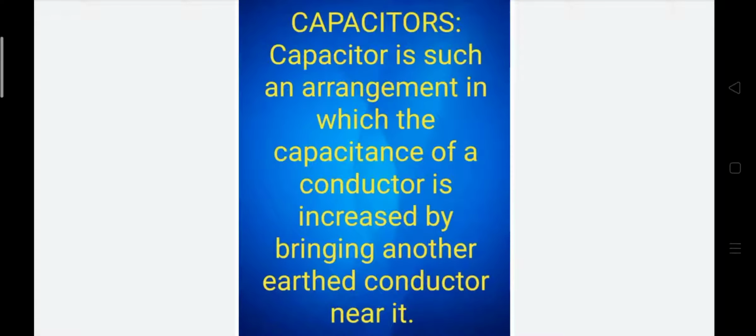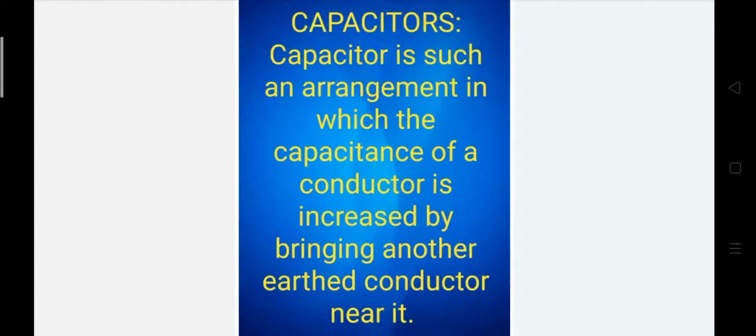What is a capacitor? As we know, the capacitance of a conductor can be increased by increasing the size of the conductor, placing the conductor in a medium of large dielectric constant, or bringing other conductors near to it. So the capacitance of a conductor can be increased by these methods.